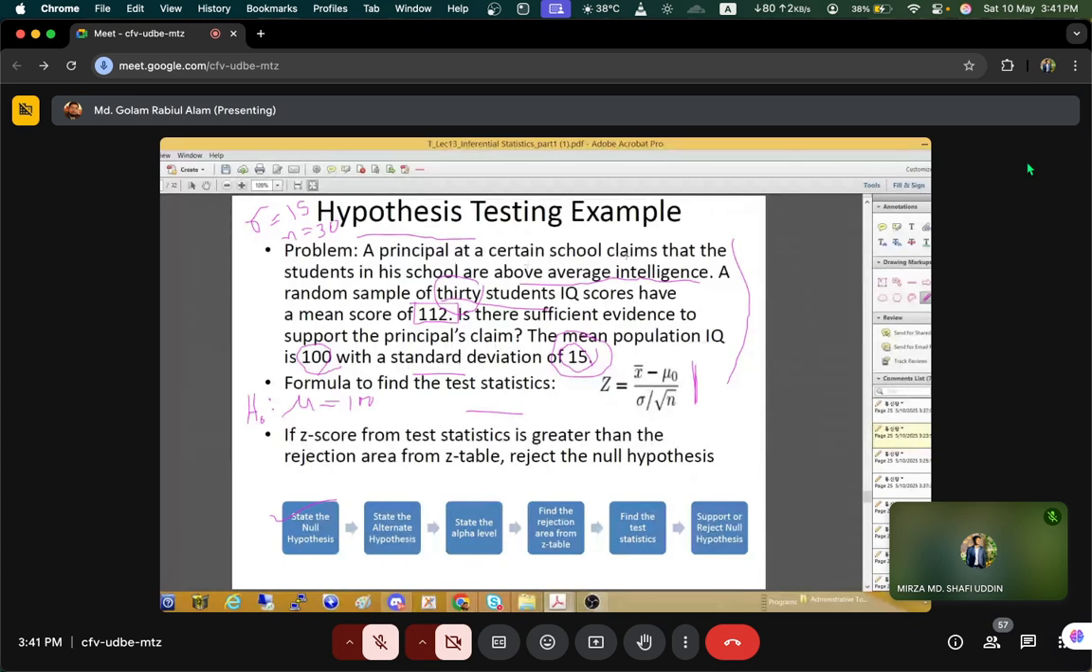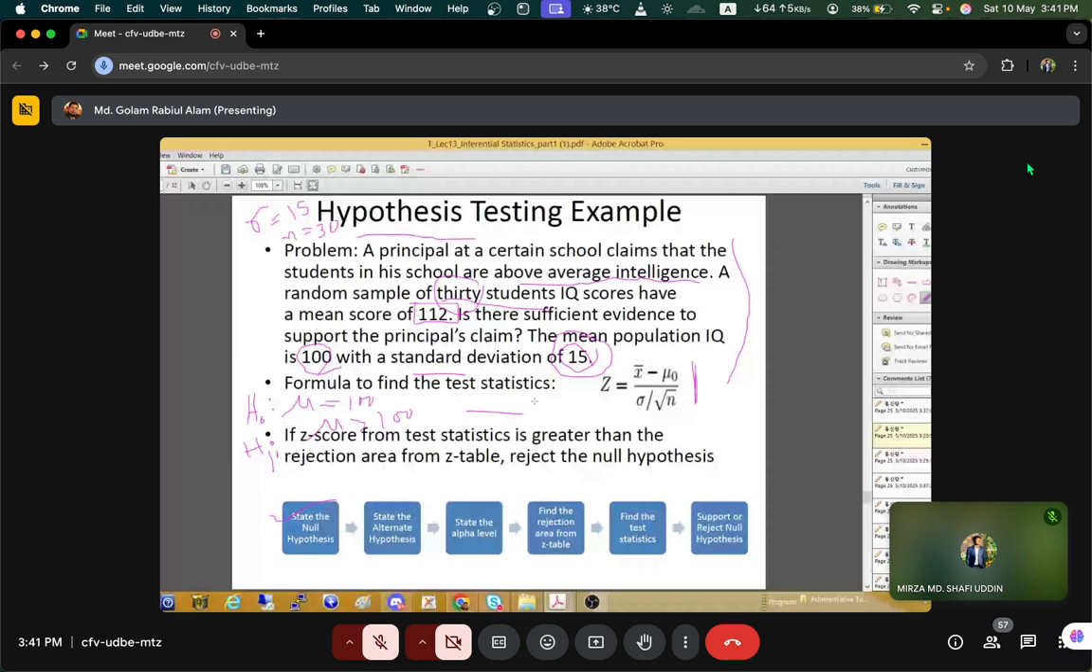The claim of our principal is above average intelligence. Above average intelligence means mu is greater than 100. So that is called above average intelligence, that is greater than the mean. So the alternate hypothesis is this: his or her students are of above average intelligence. Okay, so can we test that hypothesis now?